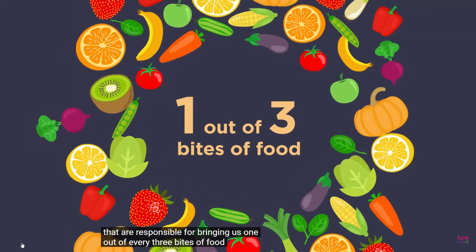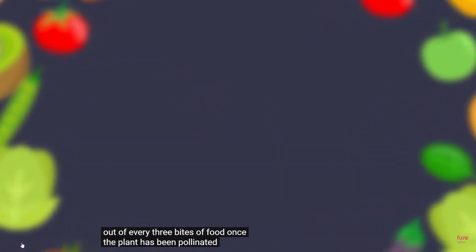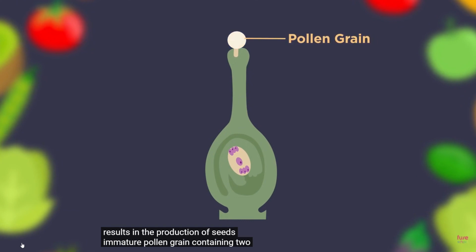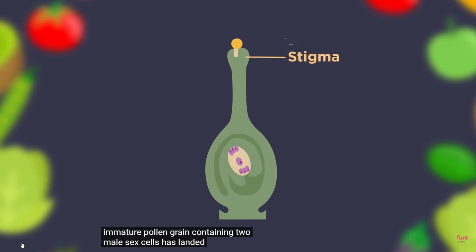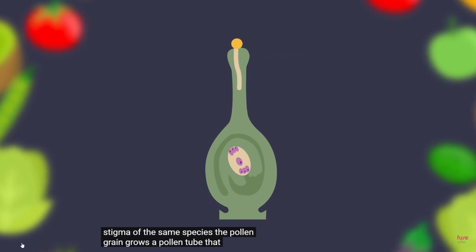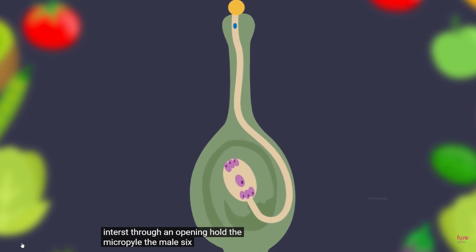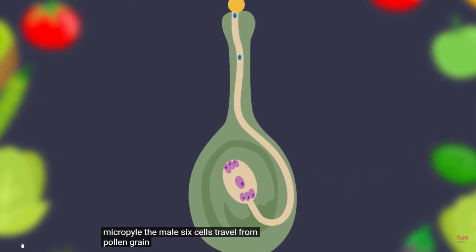Once a plant has been pollinated, fertilization can occur. Fertilization results in the production of seeds. A mature pollen grain containing two male sex cells has landed on the female stigma of the same species. The pollen grain grows a pollen tube that grows down the female style to the ovary, where it enters through an opening called the micropyle. The male sex cells travel from the pollen grain down the pollen tube to the female ovule.